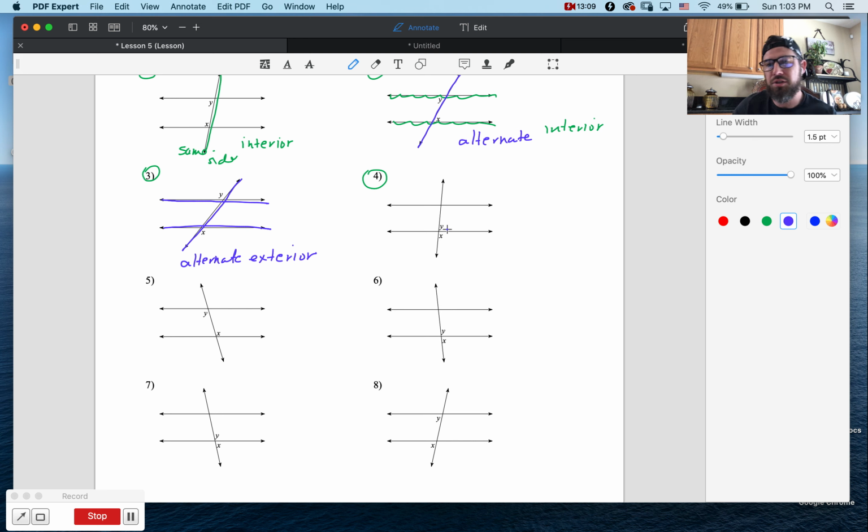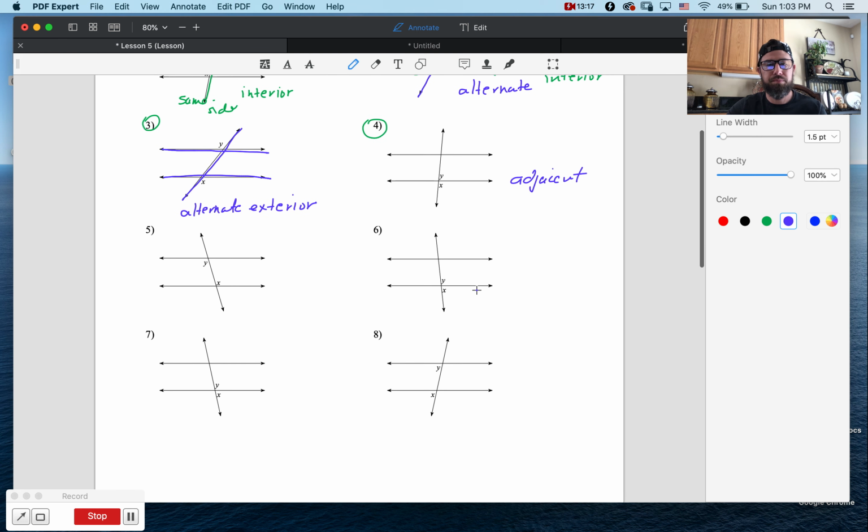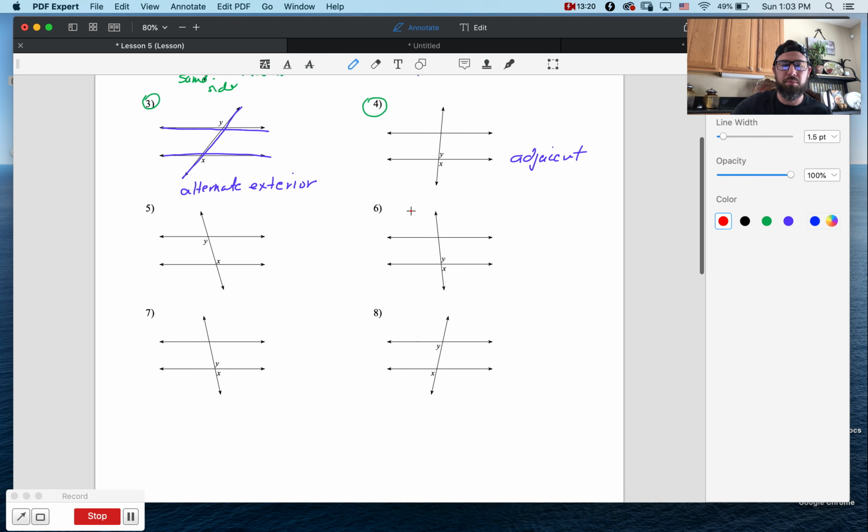Okay, 4, these guys are just next to each other. You see how they're right next to each other? They're touching. They're like best friends right next to each other. Okay, that's adjacent. Okay, let's do our last problems. Go ahead and pause. I want you to do 5, 6, 7, and 8, and then we'll go over them.